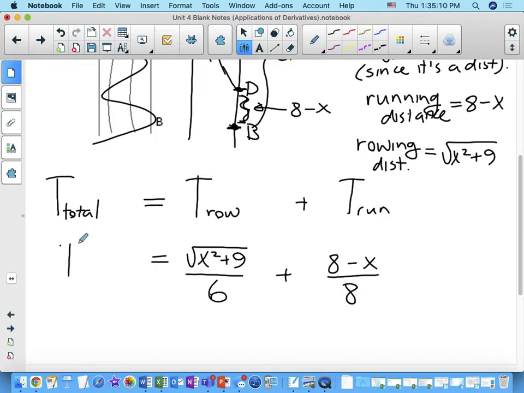And this is an equation that relates the total time to that exact position x in between those two spots where he should park his boat. If we minimize the total time, we will find that position. So we want to minimize this. And again, we can do that by finding the derivative.